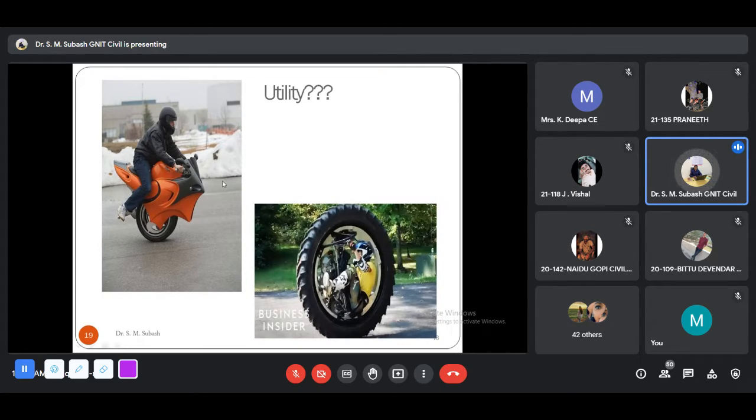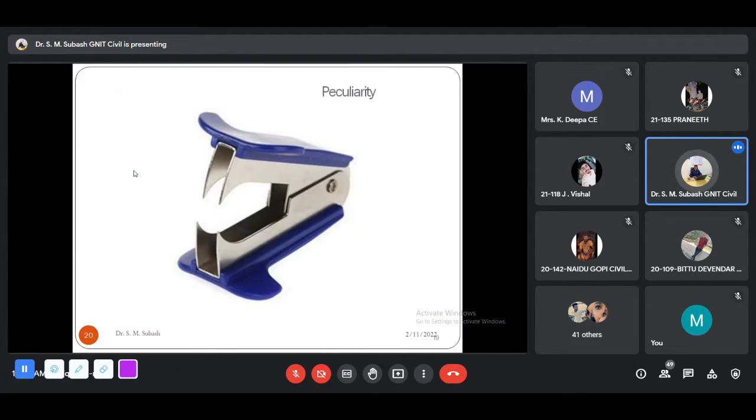So you can think whether this is utility or not. No. If you develop this and give it to the market, then it will be a failure. It will be lost within a week. Or if this product is attractive to the market, then you are the winner. Next comes the peculiarity. You can see this design is similar to the mouth of a crocodile.